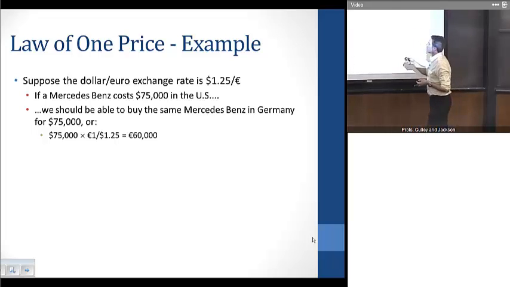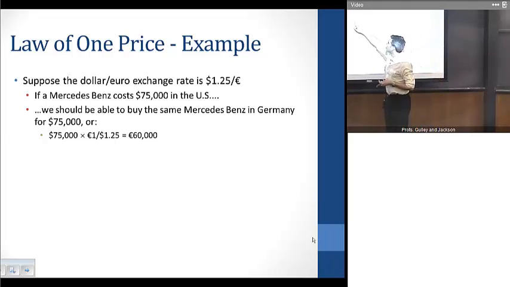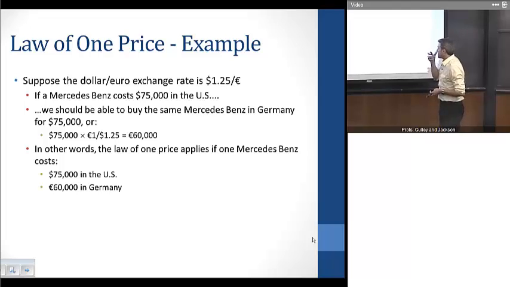And so that would occur, of course, if the price of that Mercedes-Benz, as we translate the $75,000 into euros through this exchange rate, suggests that the price in Germany should be 60,000 euros for the same automobile, for the exact same good. And so, in other words, this law of one price applies if the Mercedes-Benz in the U.S. costs $75,000, or we account for the exchange rate effects, it turns out that the same Mercedes-Benz in Germany is going to cost 60,000 euro.